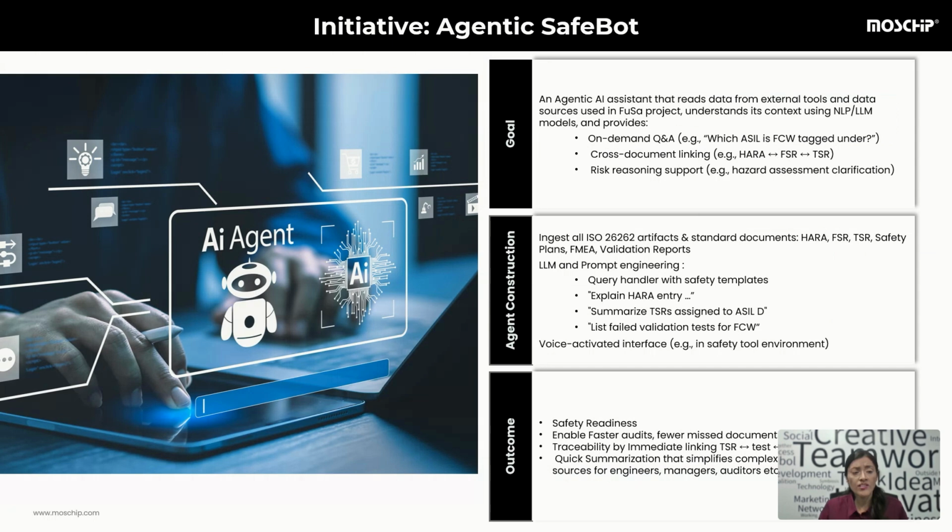Let's talk about the Agentic SafeBot. It is an AI-powered assistant built to support functional safety teams. It uses advanced language models to understand and navigate complex safety documents and even works through voice commands. So what can it do?